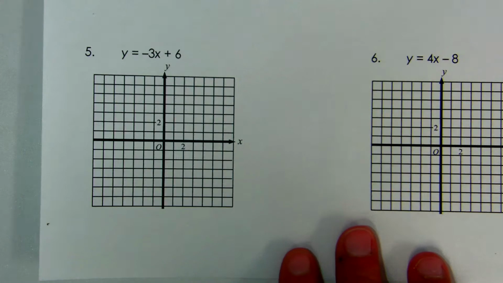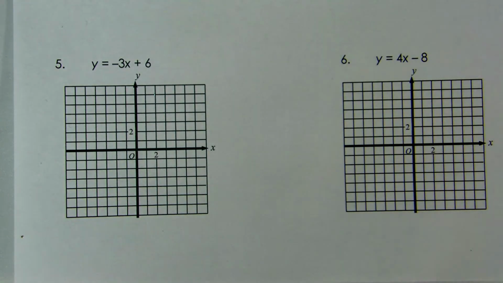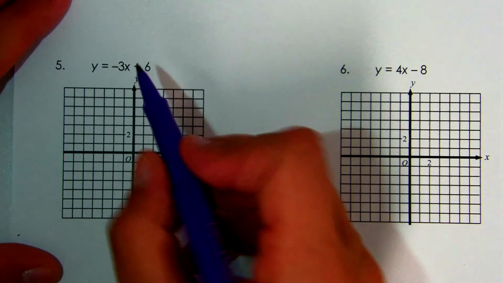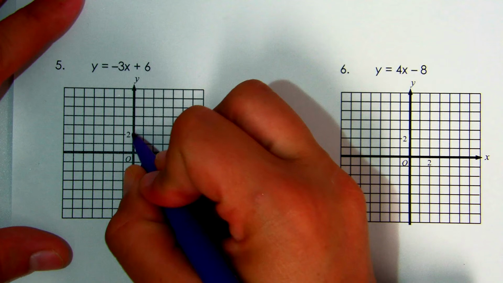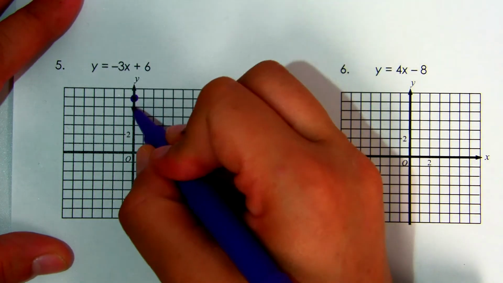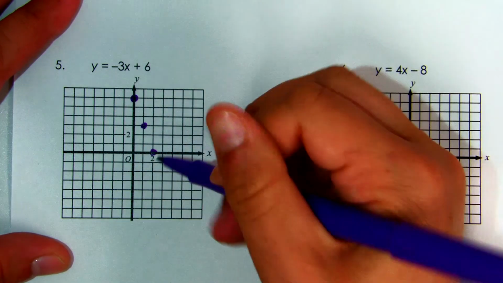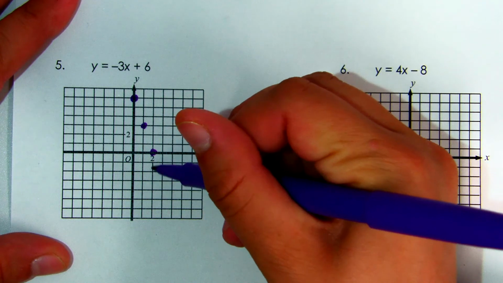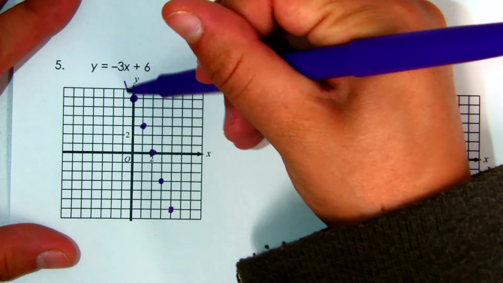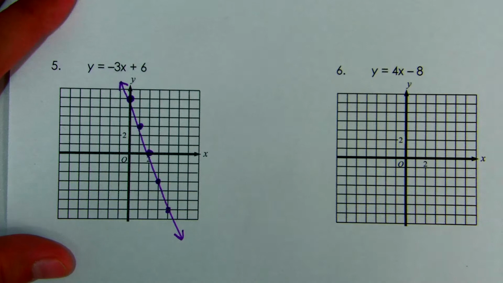Number 5, same idea, but I'm not given a table. You have to make your own. So the first thing I'm going to do is graph y equals -3x plus 6. Begin with b, a +6, 1, 2, 3, 4, 5, 6. And a -3 slope means to go down 3 and to the right 1. Down 3, right 1, down 3, right 1, down 3, right 1. Connect my points. And there's my original graph.